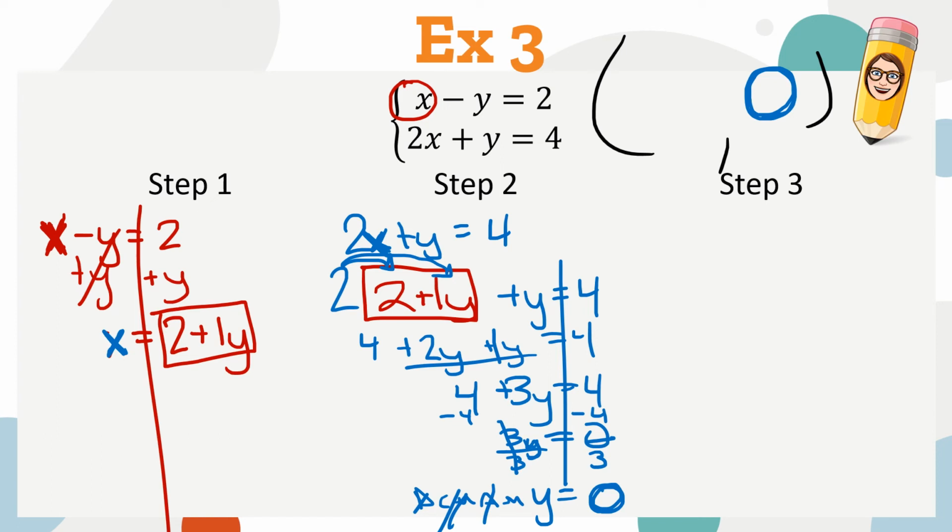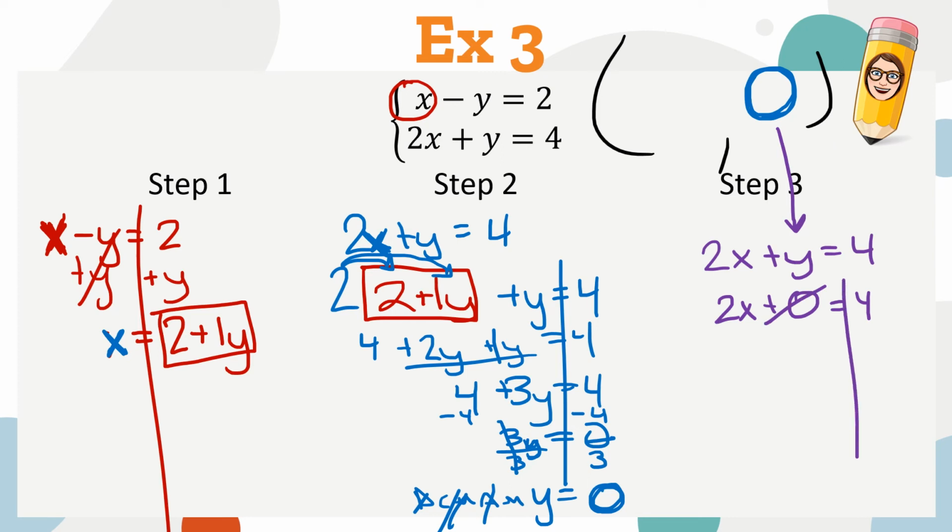For step 3, I'm going to pick, you know what? I'm just going to pick the second equation. I just want to try something here. Here's what I mean on step 3. You can pick any equation, and instead of y, we're going to put in a 0. Step 3 is a free-for-all. You just get to pick, plug in, and solve. So plus 0 isn't needed, so I have a 2x equals 4. Divide by 2, and I have my nice clean x value, which is 2.